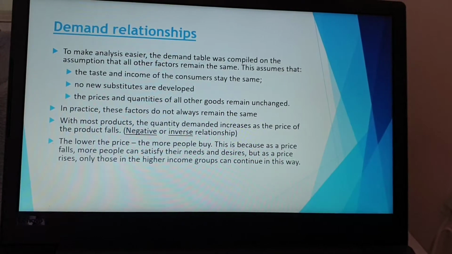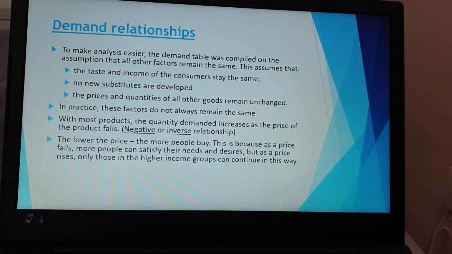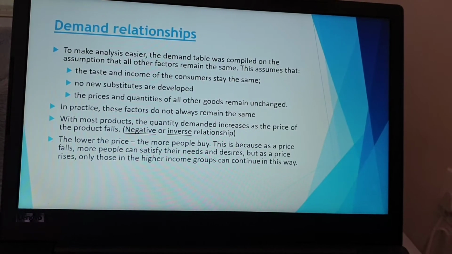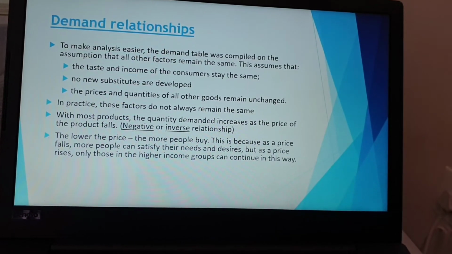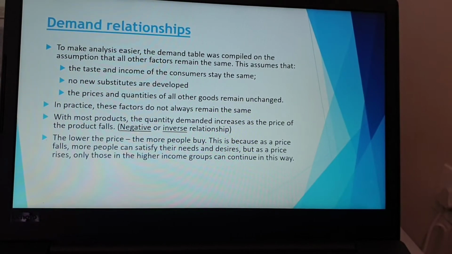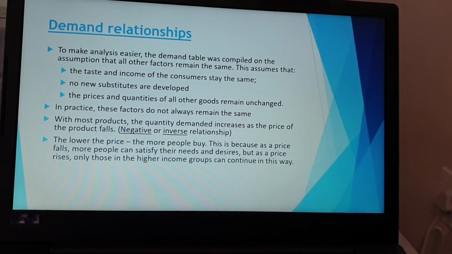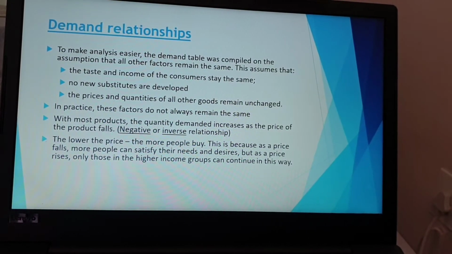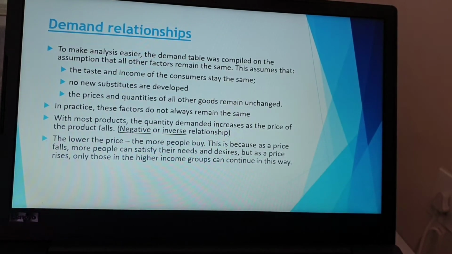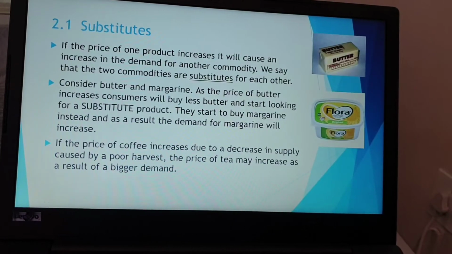So whenever my price increases, in other words, people will demand less. Whenever the price decreases, people will demand more. So therefore, we can say that there's a negative or an inverse relationship between the quantity and the price of goods demanded. The lower the price, the more people will buy. This is because as the price falls, more people can satisfy their needs and desires. But as the price rises, only those in the higher income groups can continue in this way.